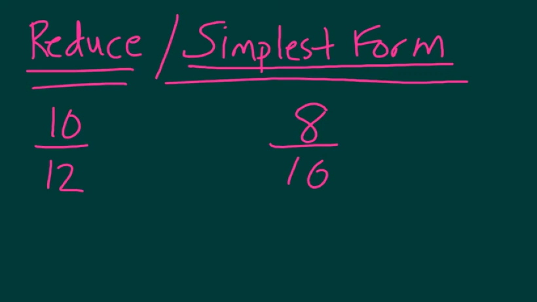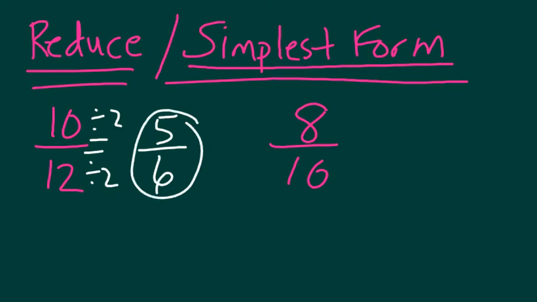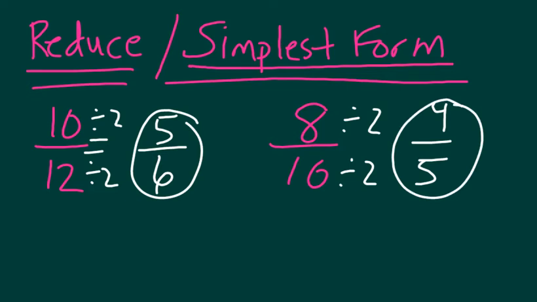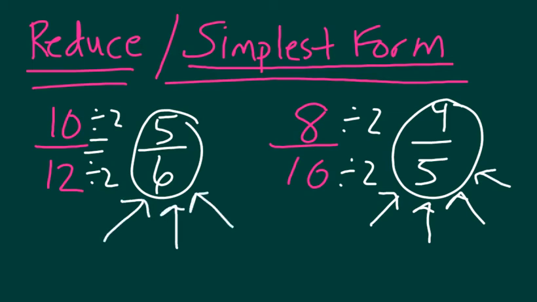So if we were going to reduce 10/12, we would divide by 2, divide by 2, and get 5/6. Finished. 8/10, divide by 2, divide by 2, 4/5. When you get this answer, you always check and say to yourself, is that all the way reduced? And yes, it is. Nothing else goes into both of them.